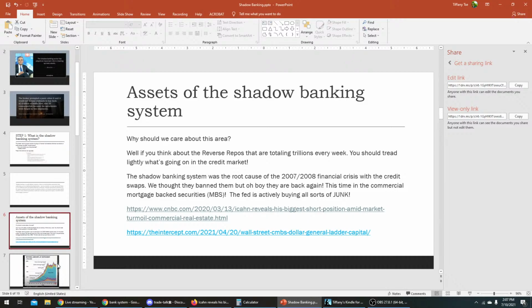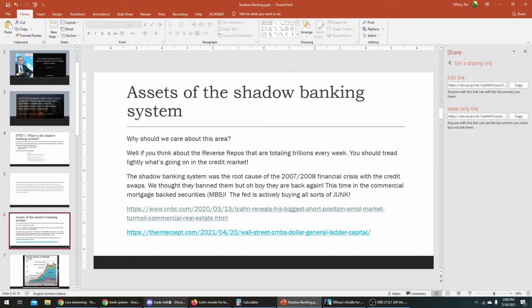So what are the assets that they have? If we think about the reverse repo markets, we're doing trillions of dollars a week, right? Just yesterday, I think Thursday, we did $760 billion of reverse repos by the Fed, accepted by around 67 to 70 counterparties. We have to pay attention to what goes on in the credit market, because I have said dozens of times that whatever happens in the repo market bleeds into the real economy and the stock market.